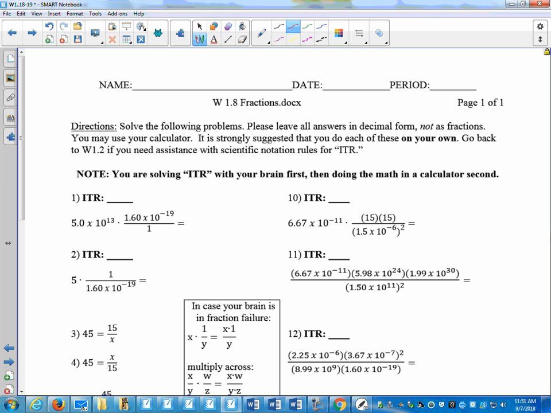So, notice up in the directions. It is strongly suggested that you do each of these on your own. Go back to W1.2 if you need assistance. You can go back to that video if you need to, even if you already did the homework. All right, ITRs, use your brain first. Not a calculator, use your brain first.